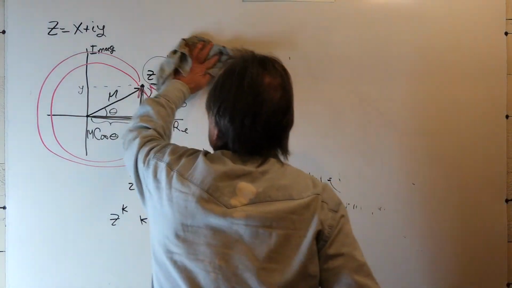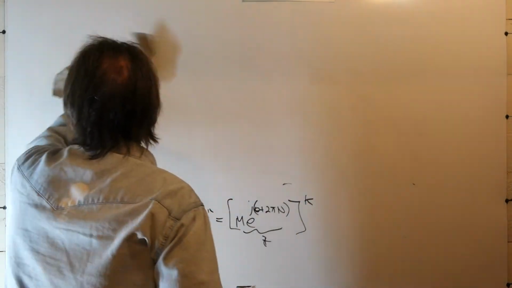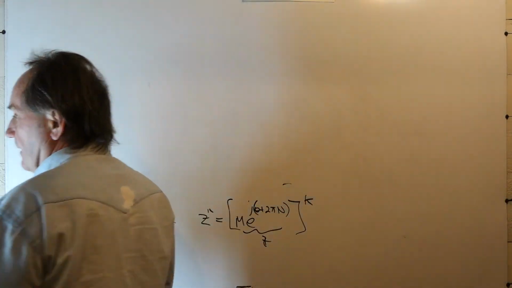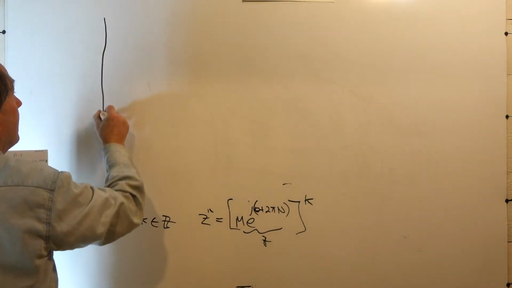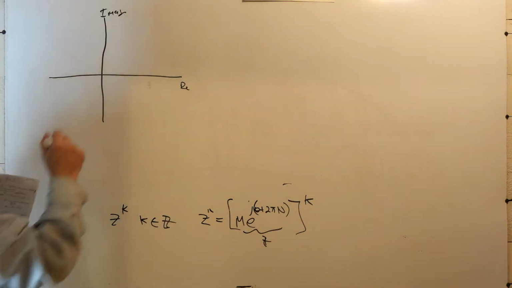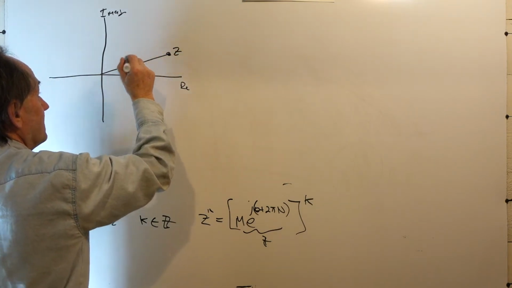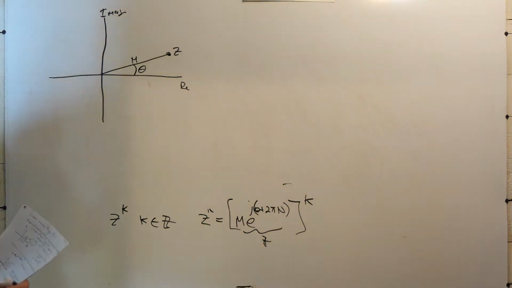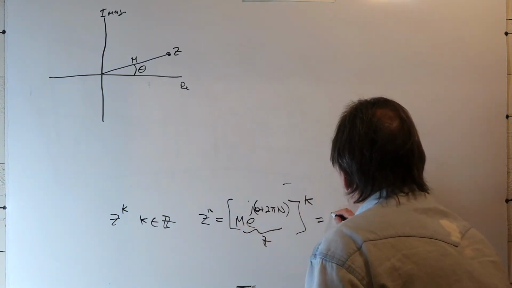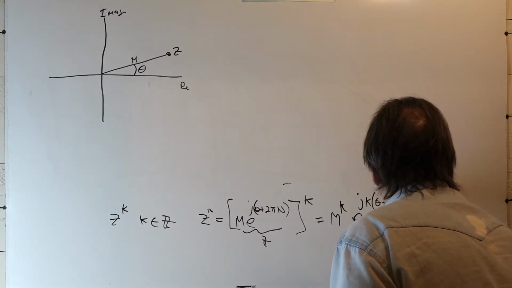Now, we can show this graphically in the following manner. We'll get back to the complex plane. We have the real and the imaginary axis. Now, if we say this represents our complex number z, where we have a magnitude m and an angle theta, and we raise this to the power k, what's happening is, using the property of exponents, we can distribute the k through. This becomes m to the k times e to the j k theta plus 2 pi n.